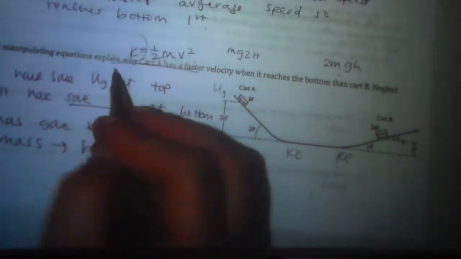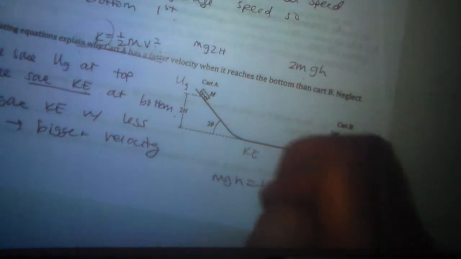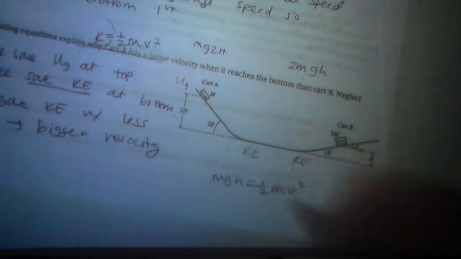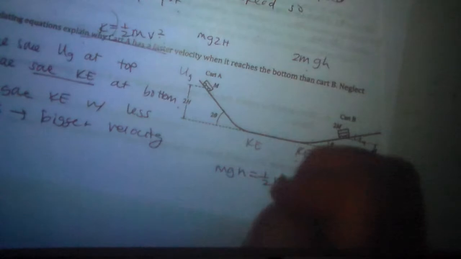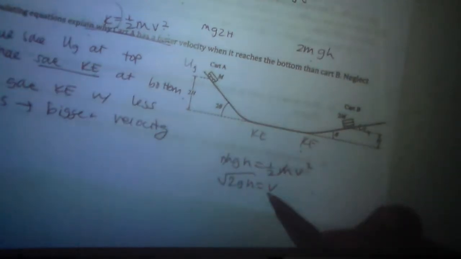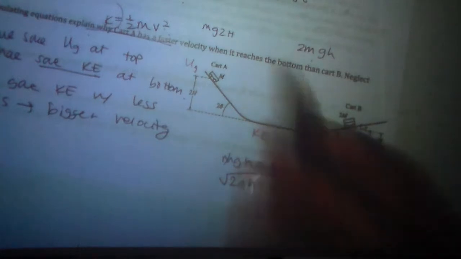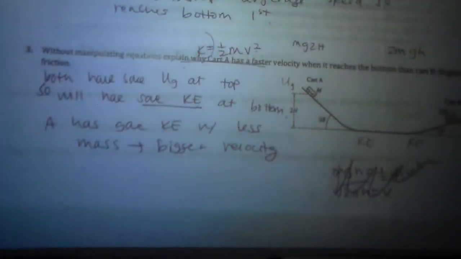Now, if it didn't say manipulating equations, what I would have done is mgh equals 1/2 mv squared, and then the square root of 2gh equals velocity. So velocity at the bottom only depends on the height, so the more height will have a faster speed, but it said without manipulating equations, so I had to reason through it a different way.